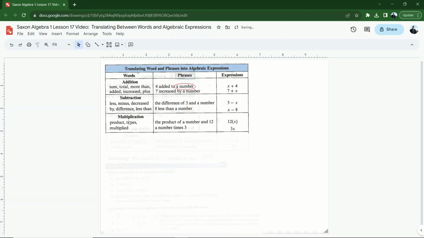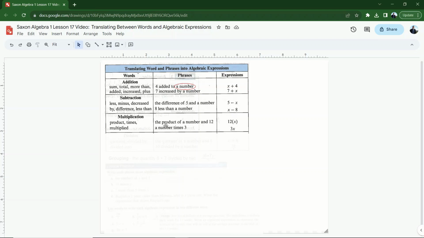Now we go to another commutative one. Multiplication is commutative, so order does not matter with multiplication. We don't have to worry so much about putting these in the right order, even if there's an order implied by the language. The product of a number and 12 probably means x times 12. But it doesn't matter if I say 12 times x because it's commutative. It's the same thing.